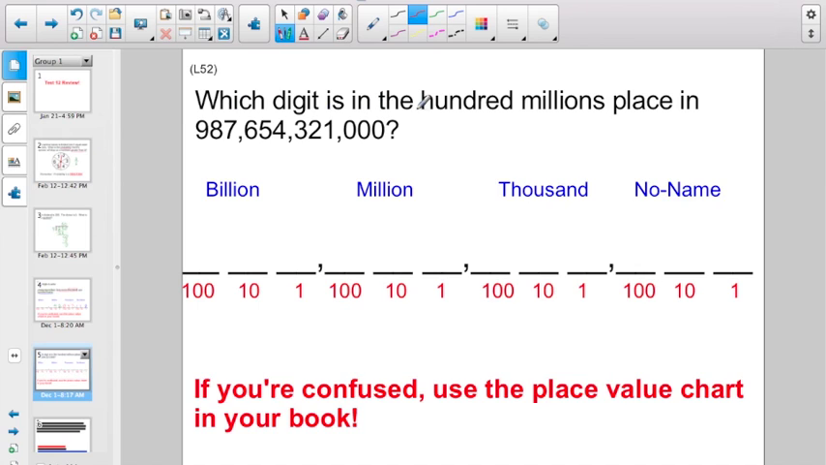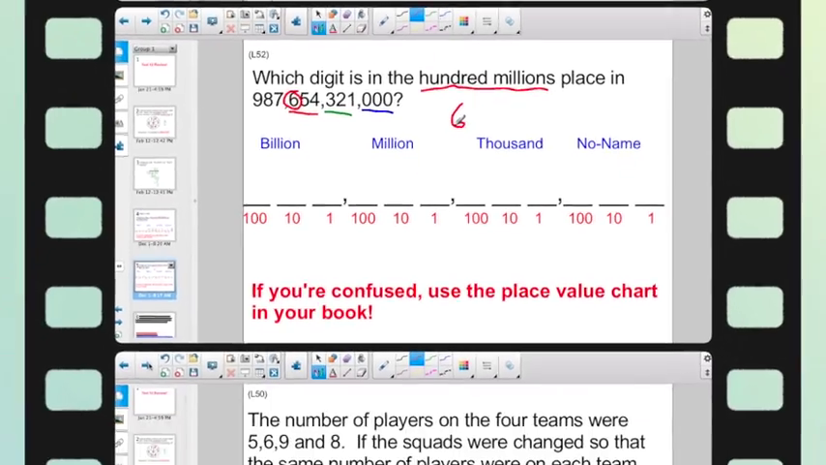This guy also coming at us from lesson 52. Which digit is in the hundred millions place? So let's check it out. Here is my no-name group. These guys have to be my thousand group. So here's my millions group right here. This group here is the billions. So here's 1 million, 10 million. Looks to me like the 6 is in the hundred millions place.